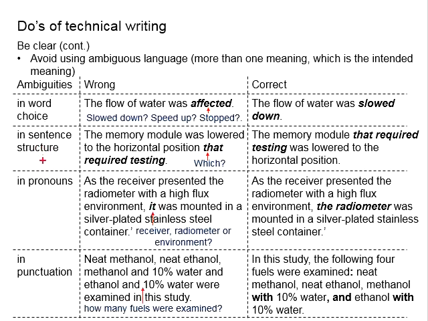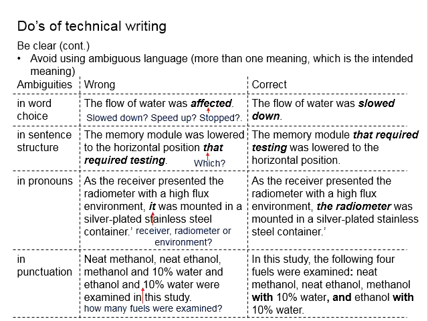Next, ambiguities can also occur in the pronouns. For example, as the receiver presented the radiometer with a high flux environment, it was mounted in a silver-plated stainless steel container. Now the term "it" here, is it referring to the receiver, or is it actually referring to the radiometer, or is it referring to the high flux environment? It is not clearly stated.